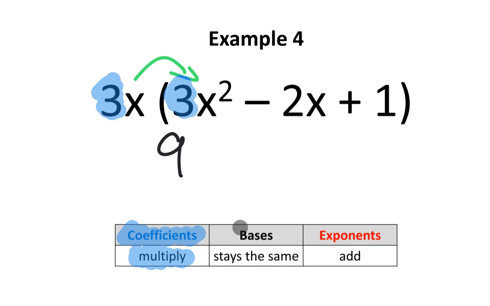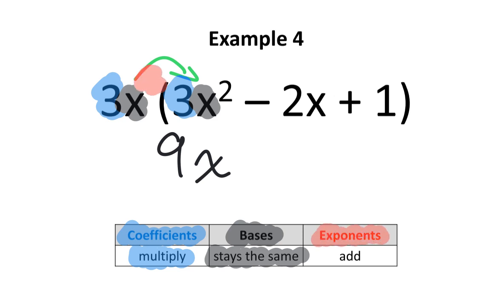Next, you want to take a look at bases. The base here is the variable x, and the base here is also the variable of x. Bases stay the same. Therefore, that variable of x is going to stay the same. Last, you want to take a look at the exponents. There is no exponent here, which means there actually is a hidden 1, and the exponent over here is 2. You want to add exponents. Therefore, 1 plus 2 is going to give you 3.